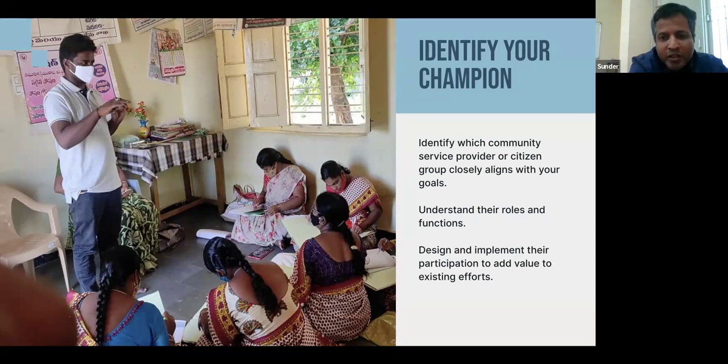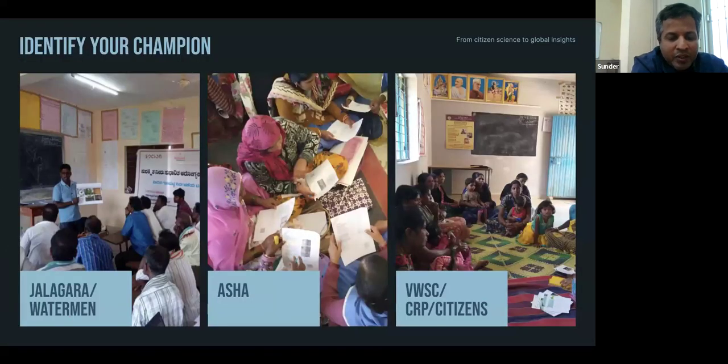And there is a whole diversity of these individuals that are present contextually in different places. So what we have learned is that we are open to such different types of individuals, whether they are already embedded within systems as a service provider, or they are part of citizen groups or individual citizens, and understanding their backgrounds and roles and functions to then come forward with what really motivates them to be a water champion. Next slide. So there is a whole variety of different types of water service providers, for example, in Karnataka, they are called Jalagara or watermen.